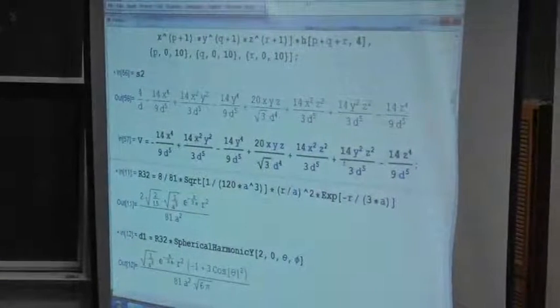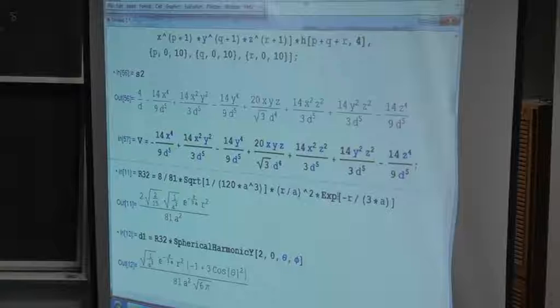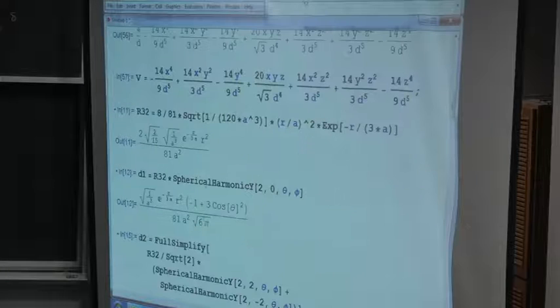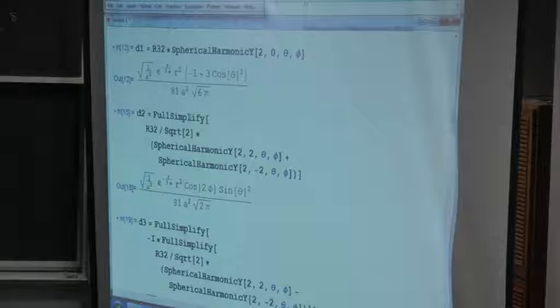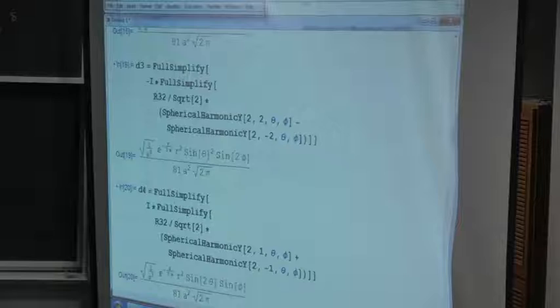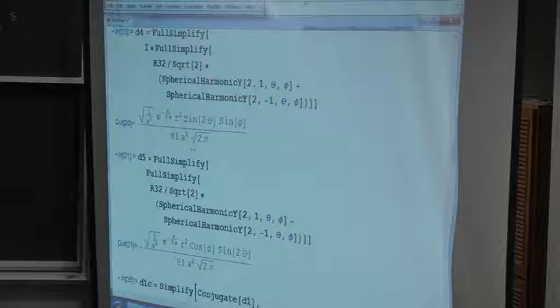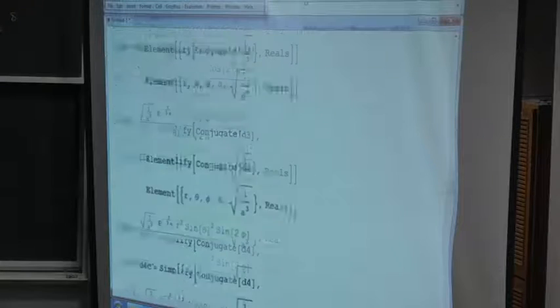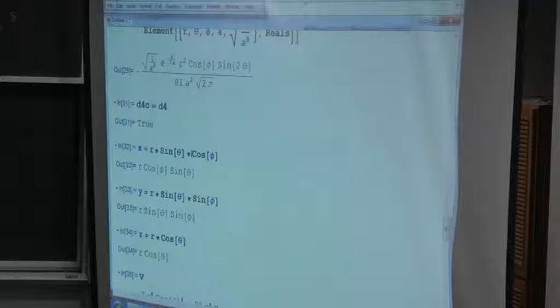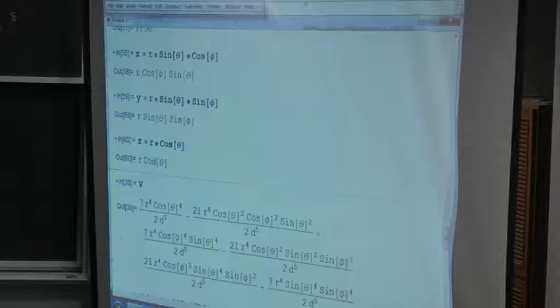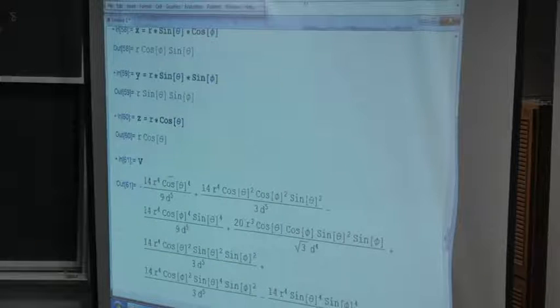So the radial part of the wave function remains the same. All the other orbitals remain the same. Nothing happens to the orbitals because I'm calculating perturbations in the energies of these orbitals, d1, d2. All of them are the same. Conjugates are the same. Now I can define x again, y again. This is my new V.